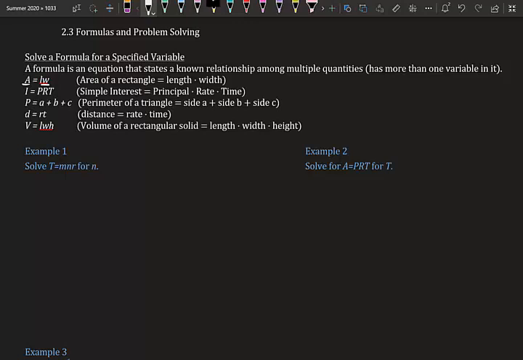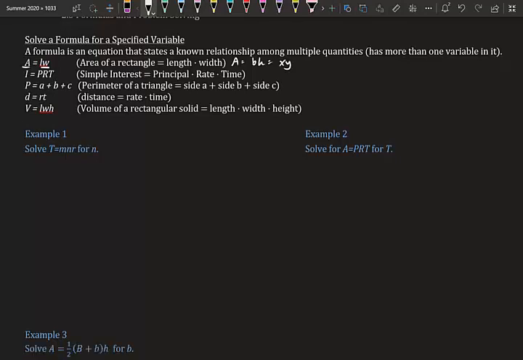So these are very basic formulas that we use a lot, right? Area is length times width, base times height, x times y. So we know area as a bunch of things. X and y might be a new one. X and y, just two variables, that's all it is. Simple interest is P times R times T, so that's principal times rate times time. Perimeter of a triangle, we know we add up all the sides, right? Distance equals rate times time, and volume of a rectangular solid is length times width times height. So a rectangular solid is like a rectangular prism or like a box.